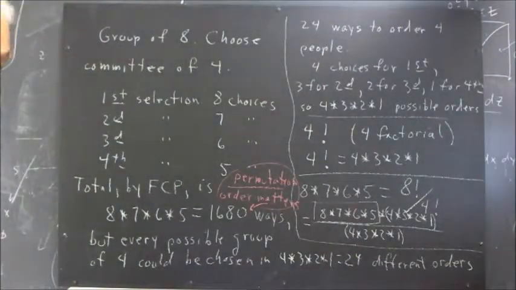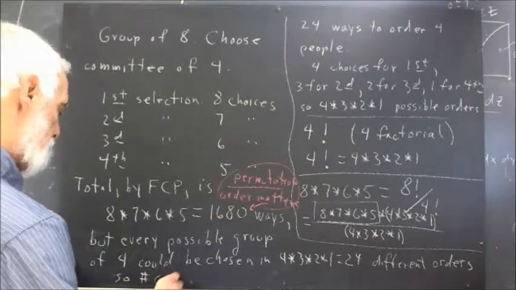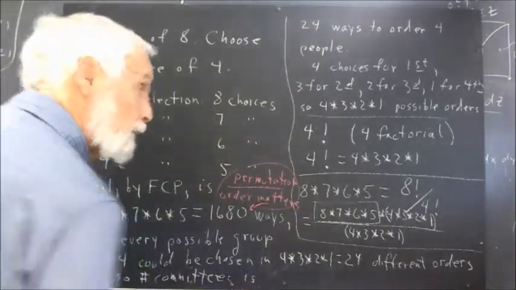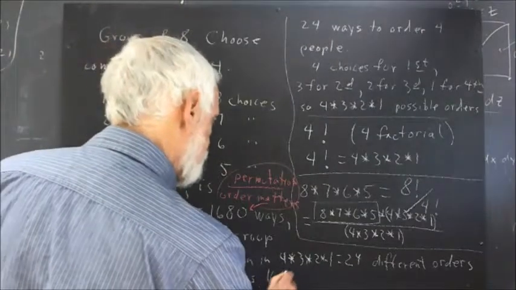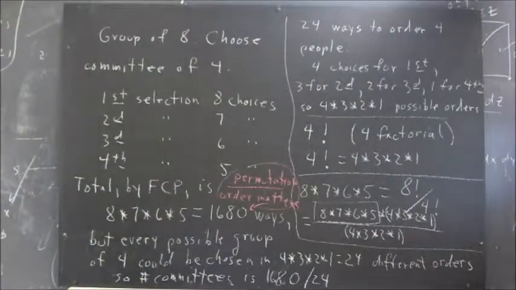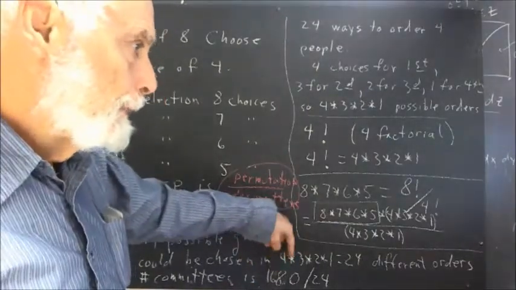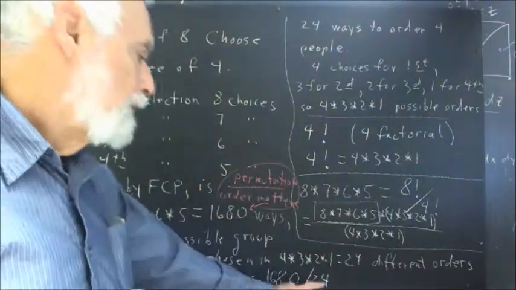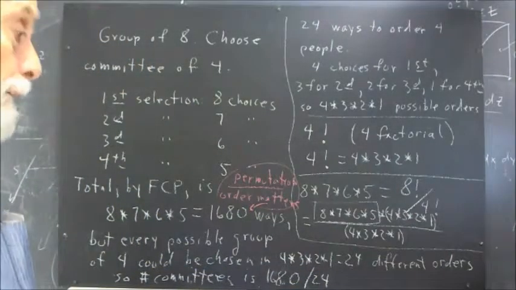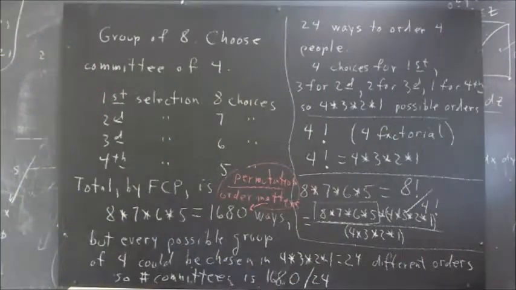So the total number of committees is going to be what? It's going to be 1,680 divided by 24. Okay? Because you take the 1,680 ways that these people could have been chosen in order and divide by the 24 ways of ordering every possible committee of 4. Now we could write this out and we could divide it out, but I'm just going to leave it in this form right now to emphasize where the numbers come from.